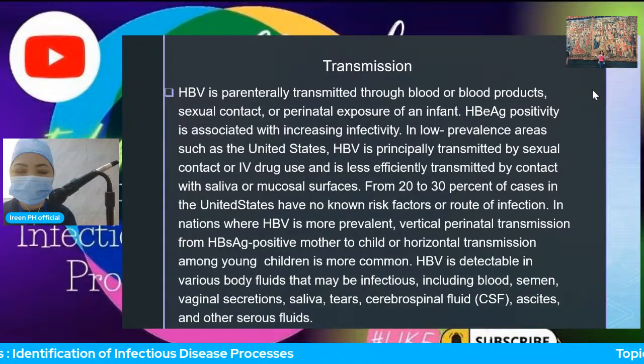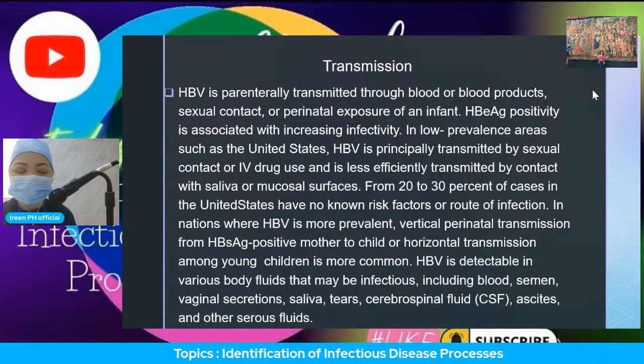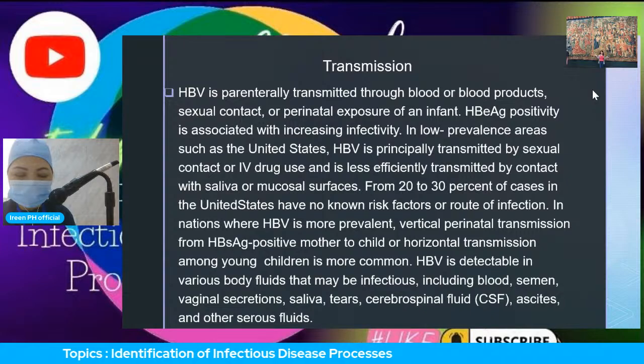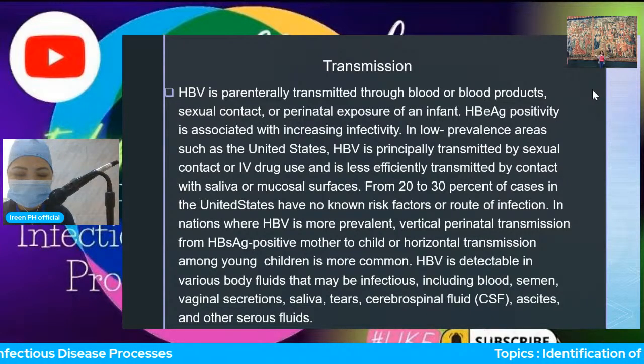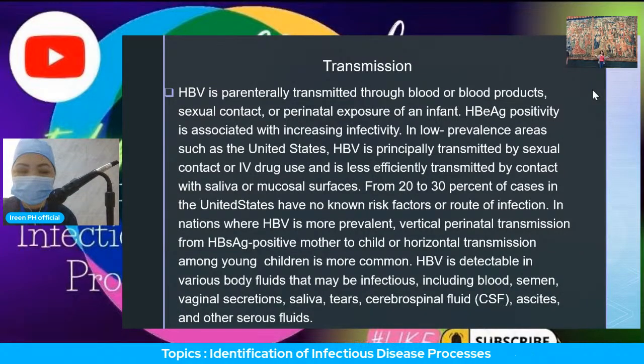It's detectable in various body fluids that may be infectious, including blood, semen, vaginal secretions, saliva, tears, cerebrospinal fluid, ascites, and other serous fluids.